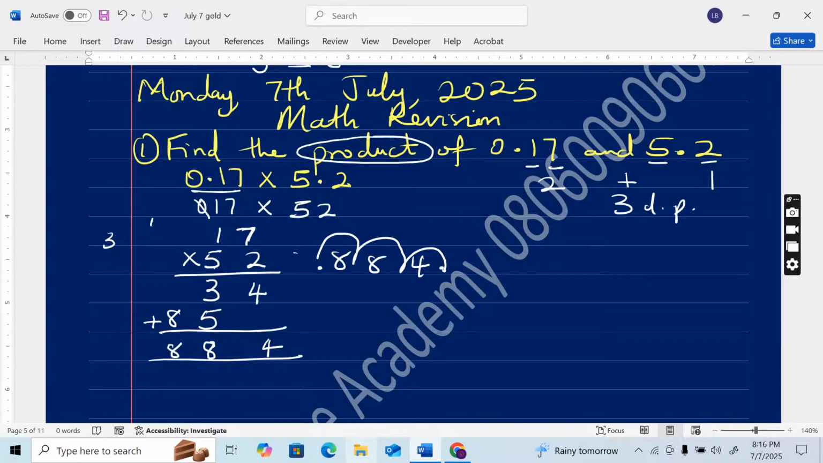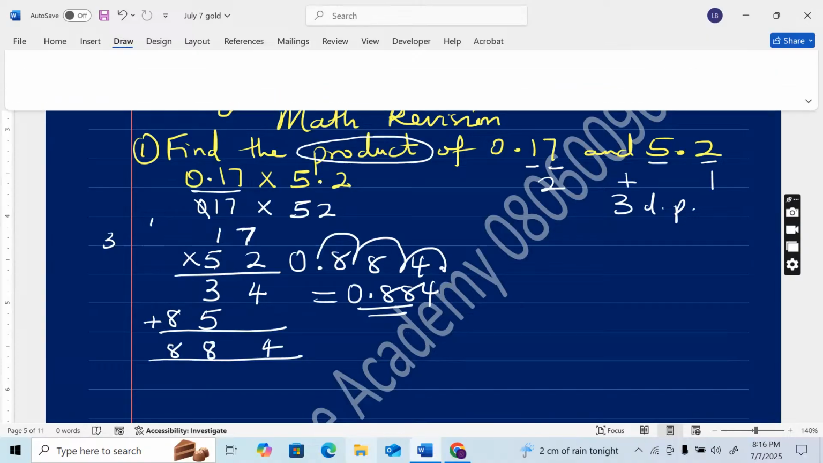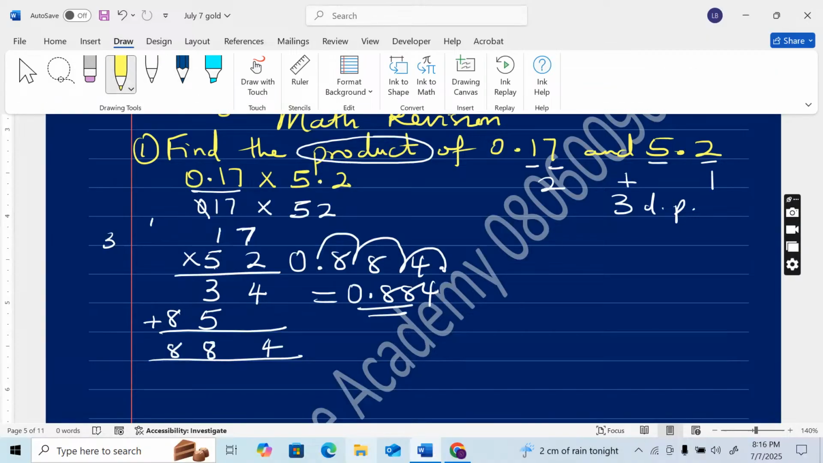And to the left side you have 0. So the answer is 0.884. So 0.17 times 5.2 is equal to 0.884. Thank you for coming to class, and pay attention if you are just joining us. I'm moving on to question 2.